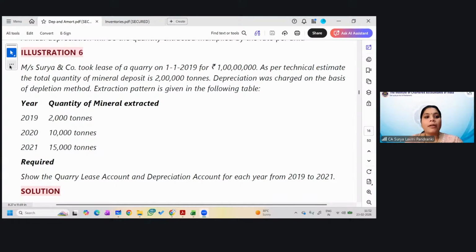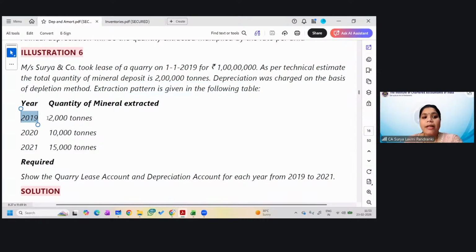So here the question is, Mrs. Surya and Co have taken a lease of a quarry on 1/1/2019 for 1 crore. As per technical estimate, the total quantity of mineral deposit is 2 lakh tons. So they're expecting that total minerals available in that quarry is 2 lakh tons, and depreciation was charged on the basis of depletion method. Now, how did they extract? The extraction pattern is given below.